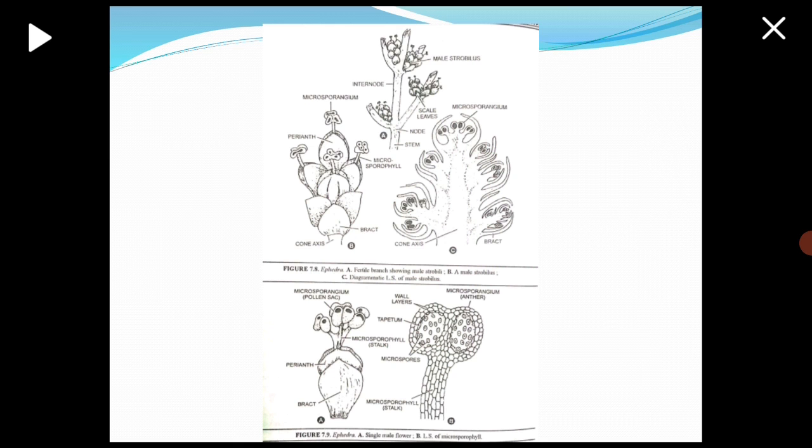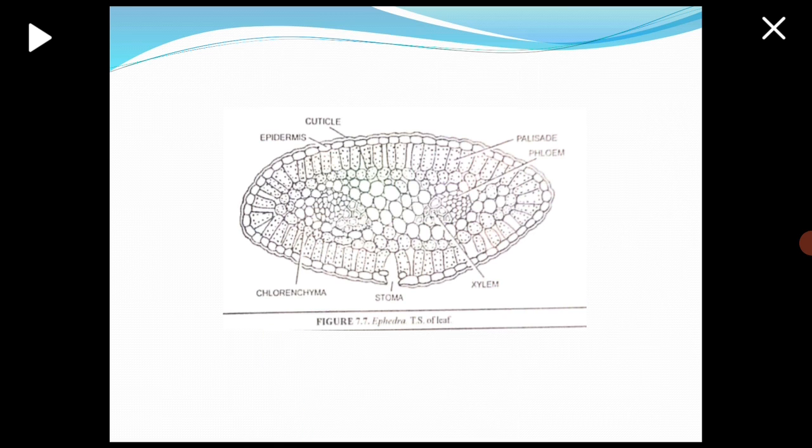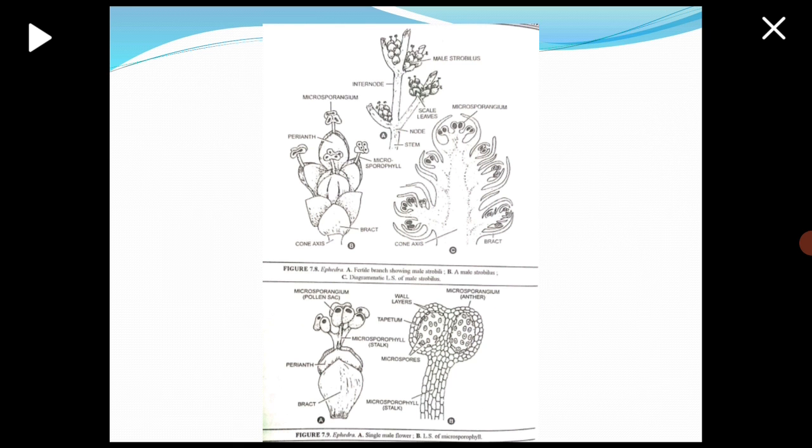Sometimes one female flower becomes abortive and the other assumes a terminal position. Female flower. Each female flower is borne in the axil of a fertile bract. It consists of a short stalk and a terminal megasporangium.